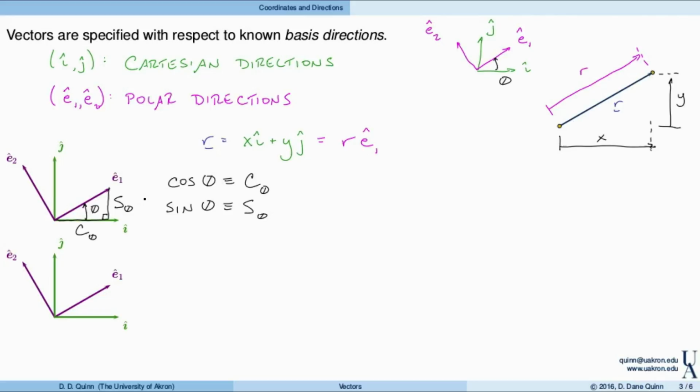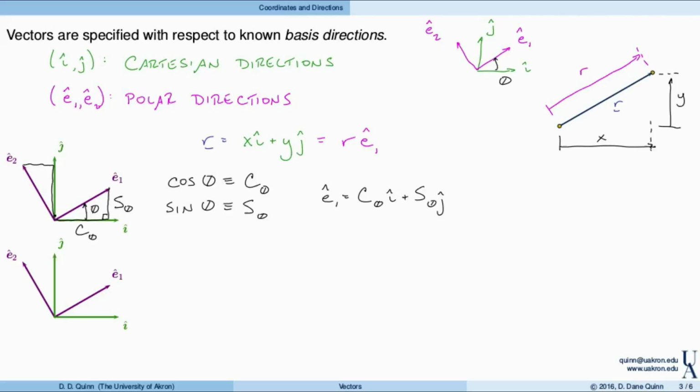So if I want to move from this point to this point at the end of this vector, I would have to go a distance of cosine of theta in the I direction and sine of theta in the j direction. So I kind of walk this way and then walk in the j direction to get to the end of E1. Now I can do the same thing for E2.